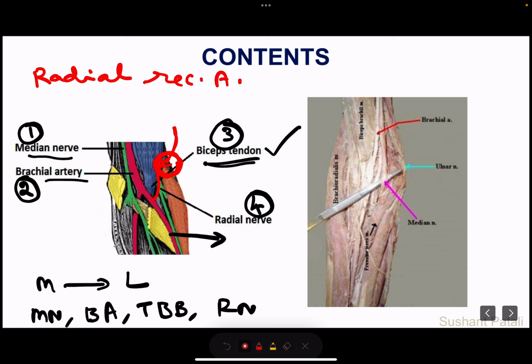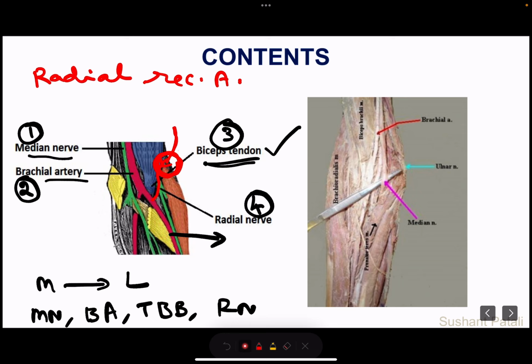So it is the larger terminal branch of the brachial artery, and this artery passes deep to the ulnar head of the pronator teres. Okay, and in the cubital fossa, the ulnar artery gives you the anterior ulnar recurrent artery, the posterior ulnar recurrent artery, and it gives the common interosseous artery.